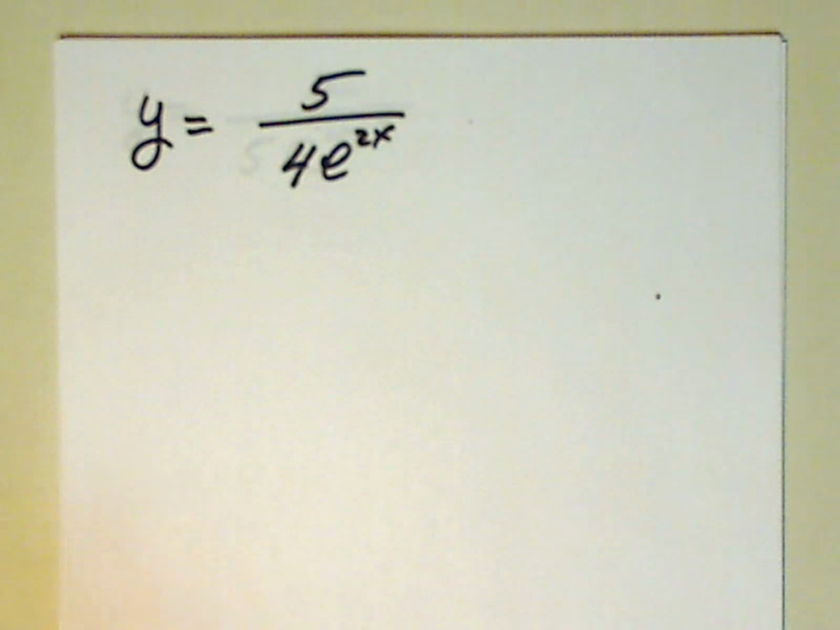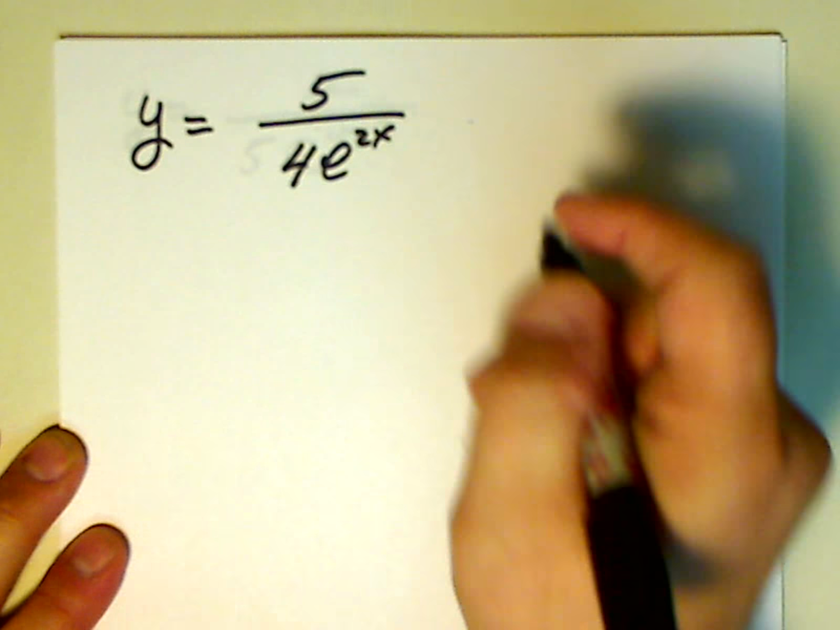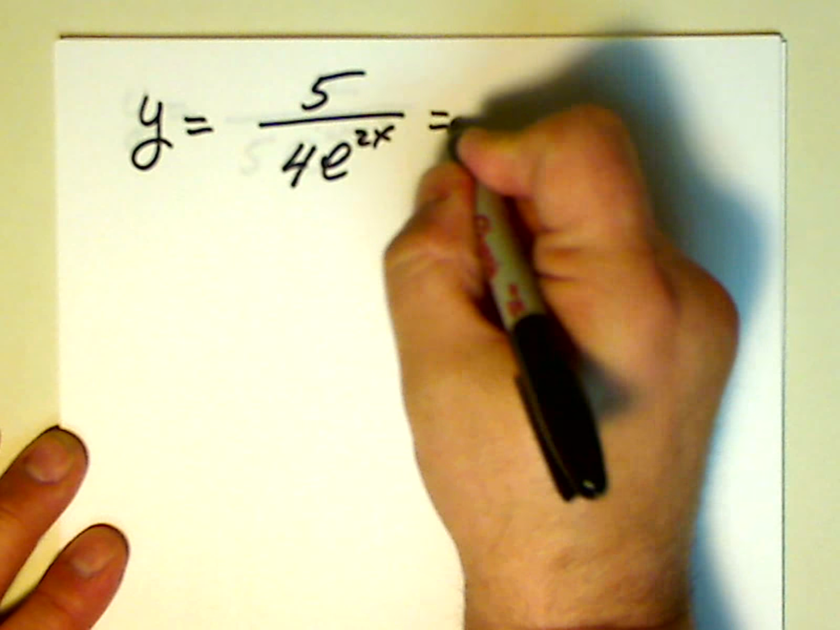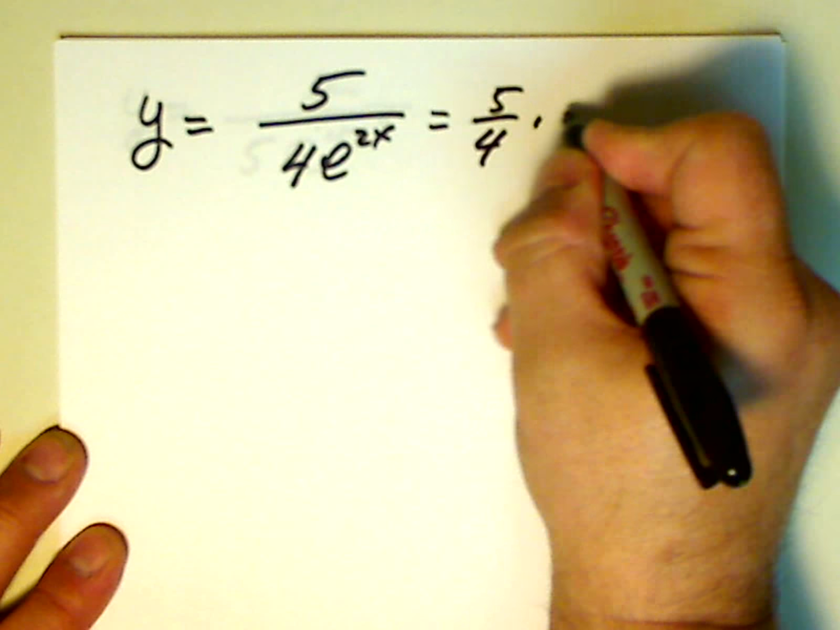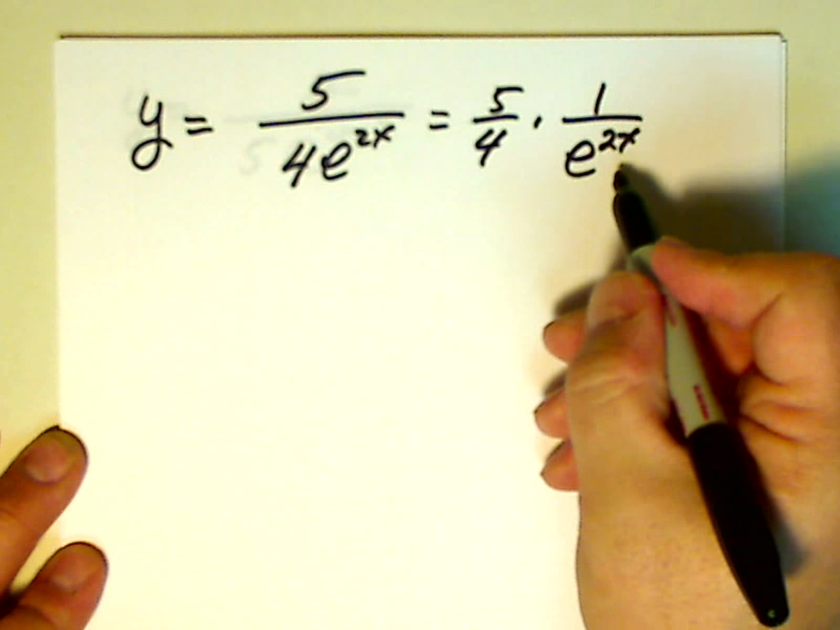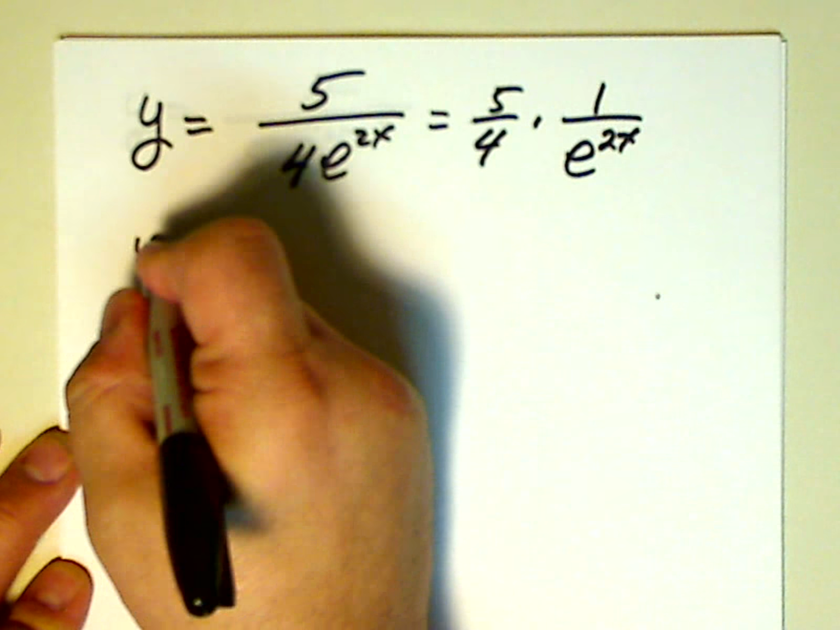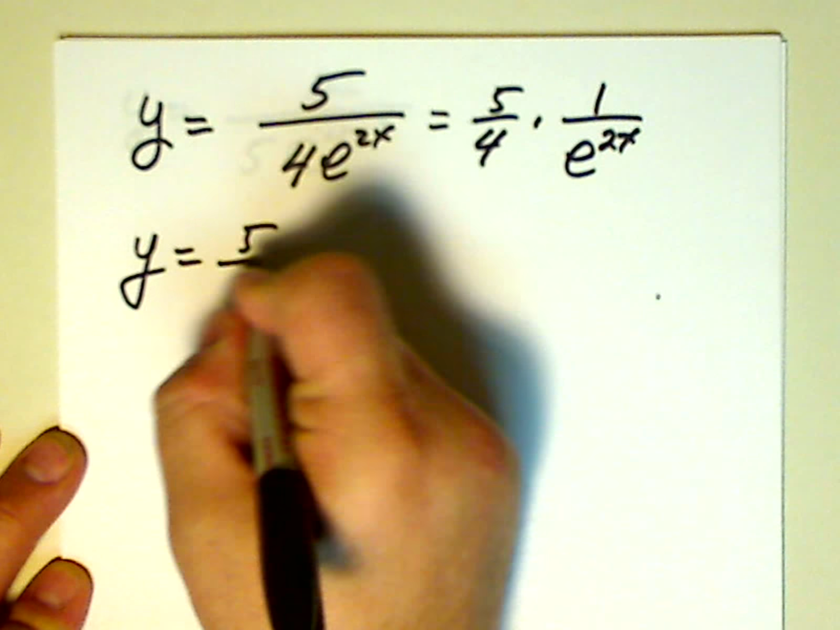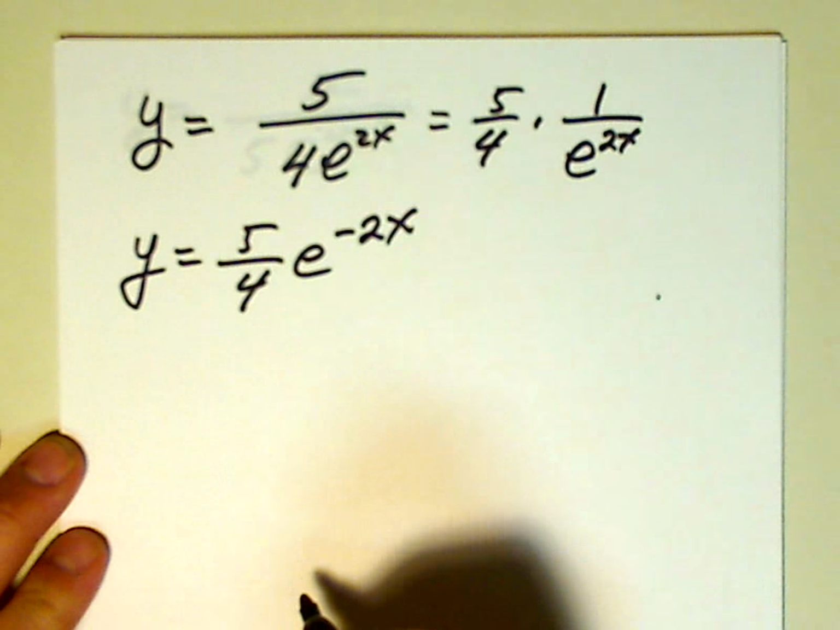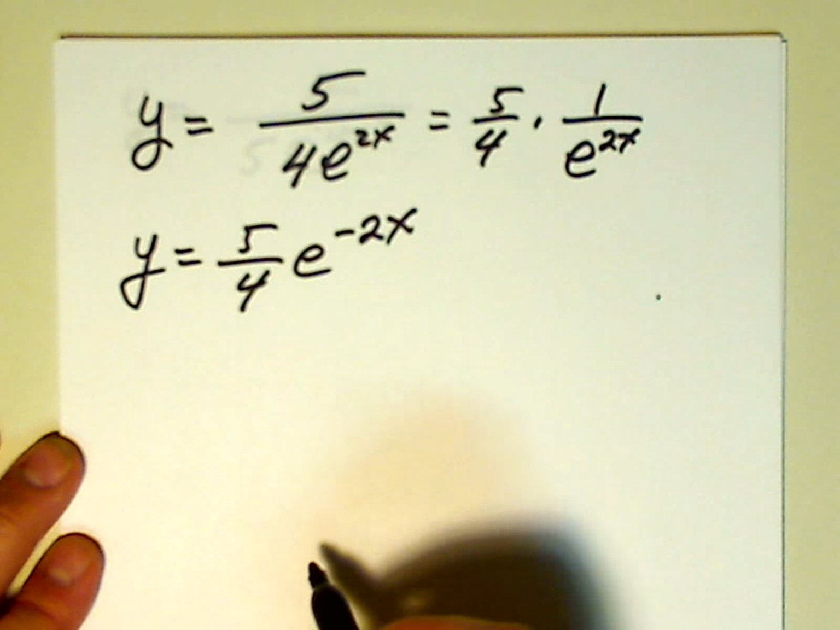By the way, the first video has more simple basic examples in it. This second video has more sophisticated problems in it, but they're all pretty easy, as you'll see. The trick to this is to pull out the 5/4 in this case. So this is equal to 5 over 4 times 1 over e to the 2x. And now we're going to move e to the 2x out of the denominator. So y is equal to 5 over 4 e to the negative 2x. And now we're ready to differentiate.